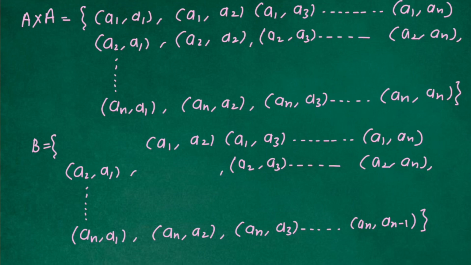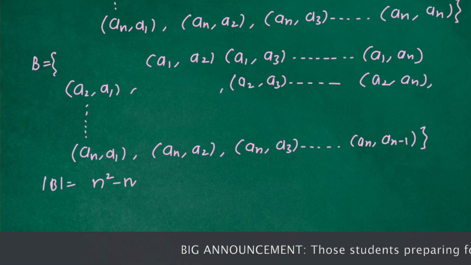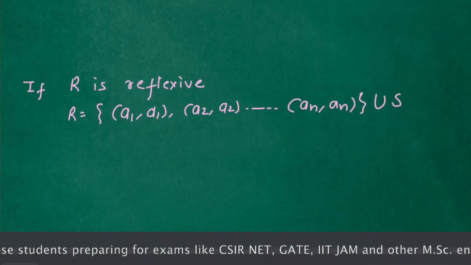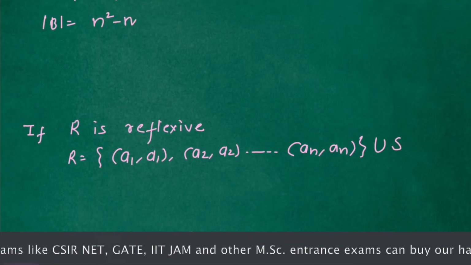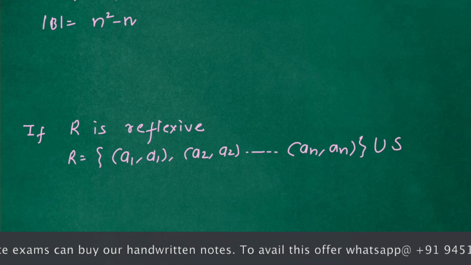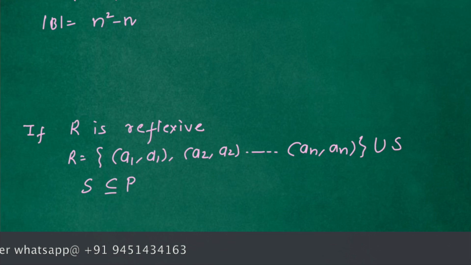Now in this set B, we'll have all elements of A cross A except the diagonal elements. Now the cardinality of set B will be n square minus n. For a reflexive relation, this R must have the diagonal elements and it may also have other elements except the diagonal elements. So this S will be a subset of this set B. I hope it is clear to you.